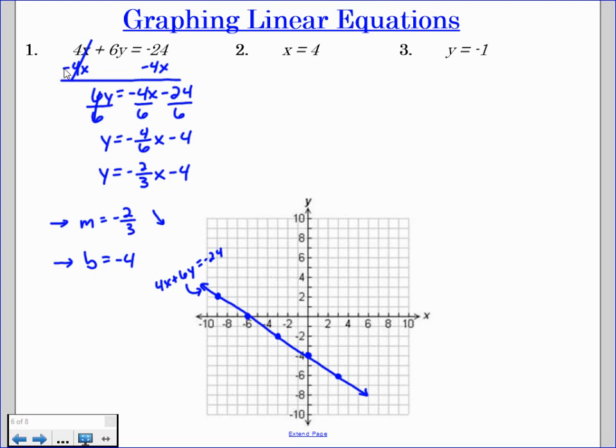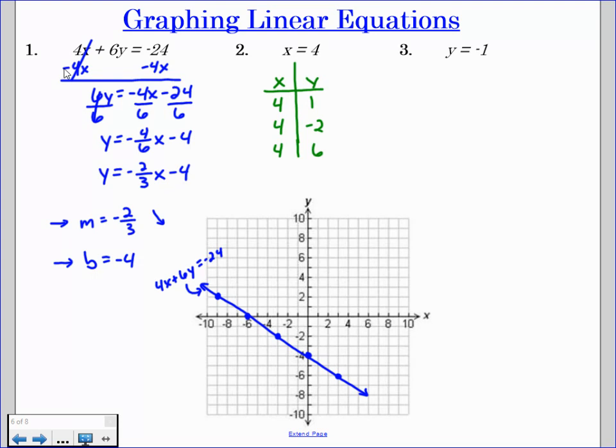Okay, let's take a look at number 2. I'll do number 2 in green. Number 2, x equals 4. Very simple linear equation. Let's think about what that means here for a second. If I have an equation that says x equals 4, that means that for every point on my line, the x coordinate is going to be 4. So maybe I could have the coordinate 4, 1, the coordinate 4, negative 2, the coordinate 4, 6. All of my x coordinates are going to be 4. The y coordinates will be different.